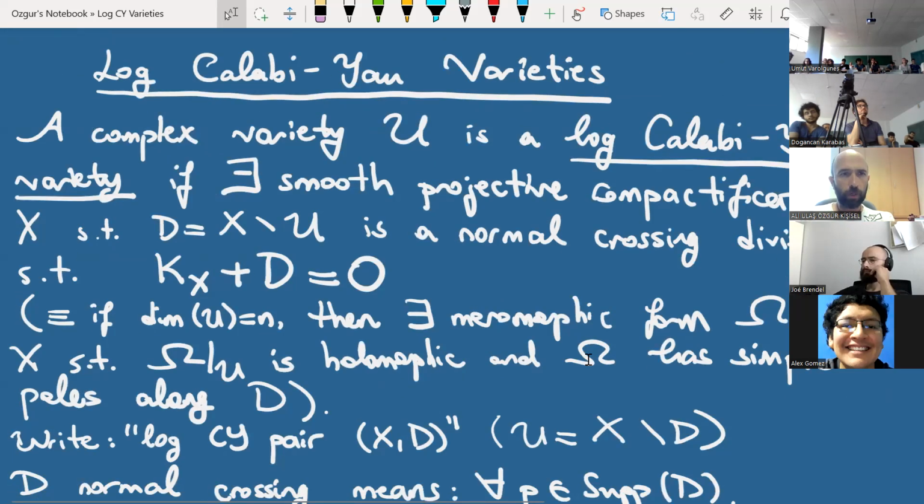Okay, so I think we can make a definition of log Calabi-Yau variety at this point. A complex variety U is a log Calabi-Yau variety if there exists a smooth projective compactification X such that the boundary divisor D, which is X minus U, is a normal crossing divisor, and K_X plus D is equal to 0. So in a sense, the first definition, in the projective case, is when there's no boundary and K_X is equal to 0. So this is kind of a generalization.